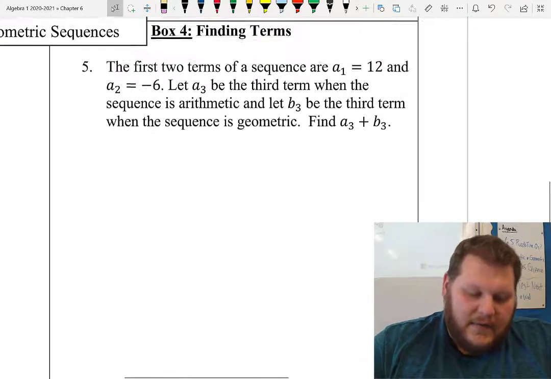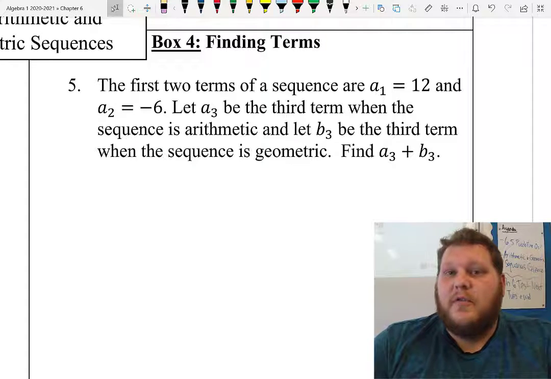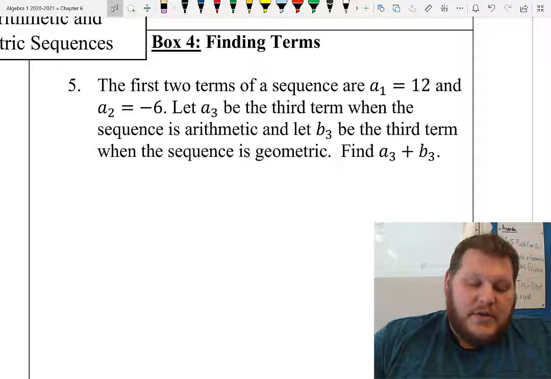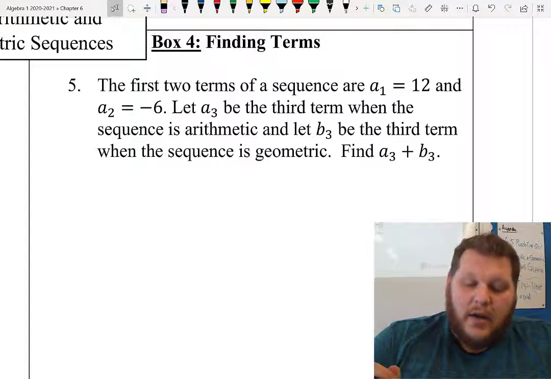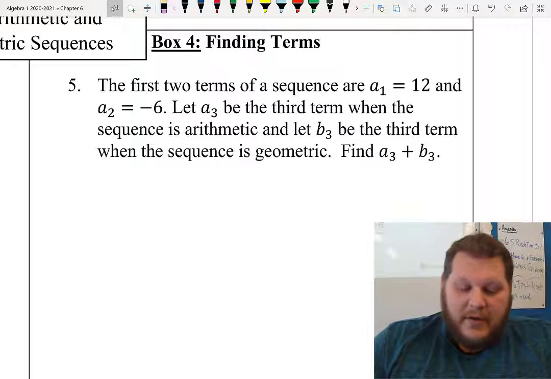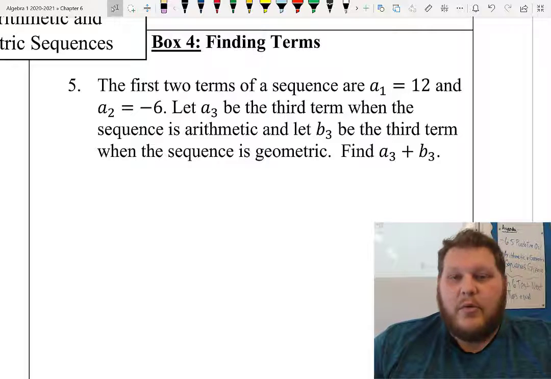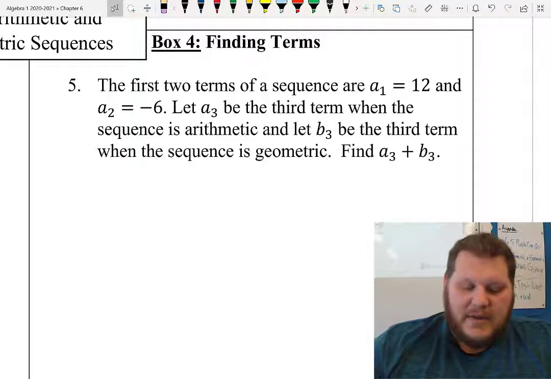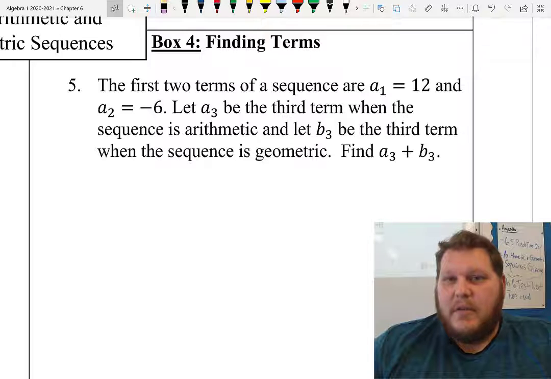All right, our very last one here. For box 4, we are finding terms. Now this question format is exactly the same as one of the problems that will be on your test. It is a little bit different, so I want to make sure I went through one of these with you. Number 5 says that the first two terms of a sequence are A1, our first term, is 12, and A2, our second term, is -6. If we let A3 be the third term when the sequence is arithmetic, and B3 be the third term when the sequence is geometric, they want us to find A3 plus B3.